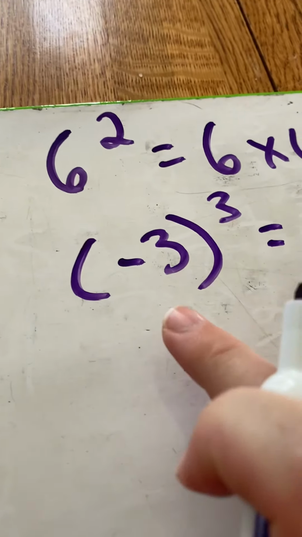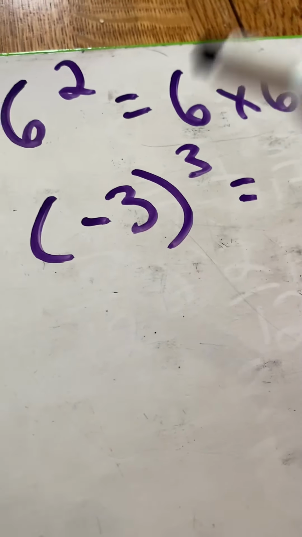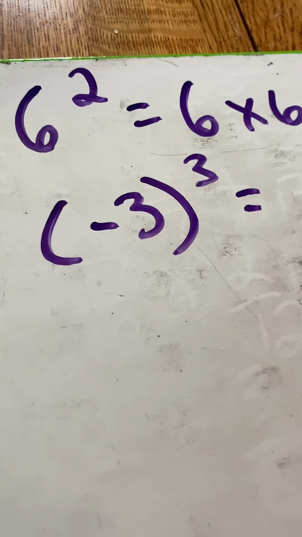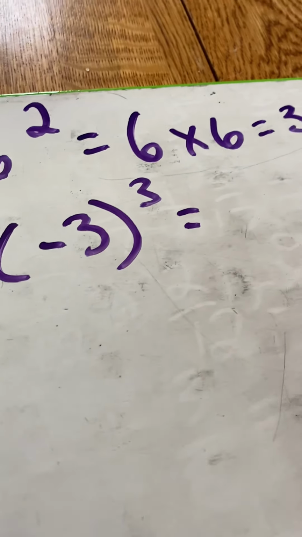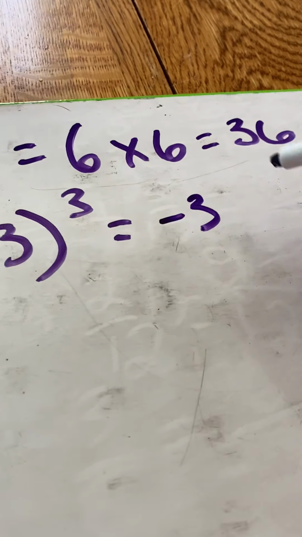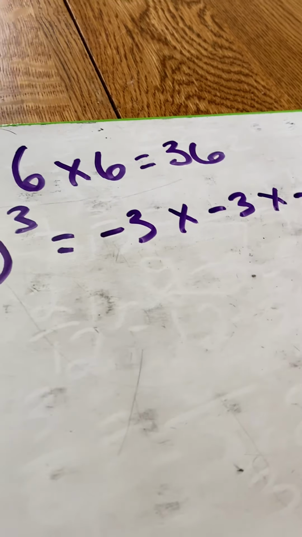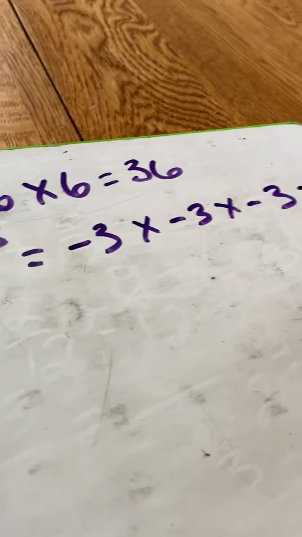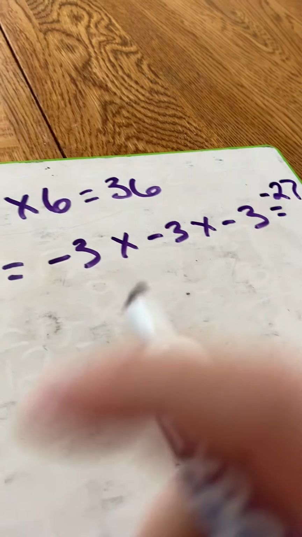When you see the -3 inside the parentheses, the exponent is going to go outside of the parentheses, so that way you don't get confused. So -3 to the third power is essentially -3 times -3 times -3. When you do that, -3 times -3 times -3, you get -27.